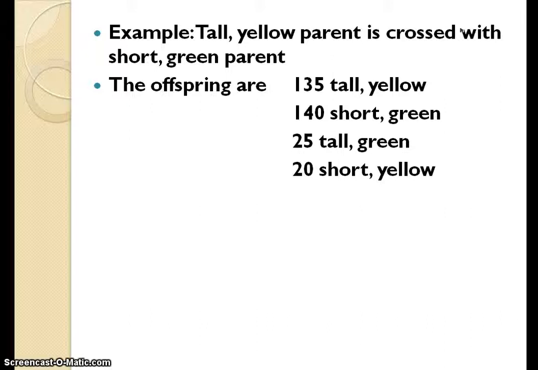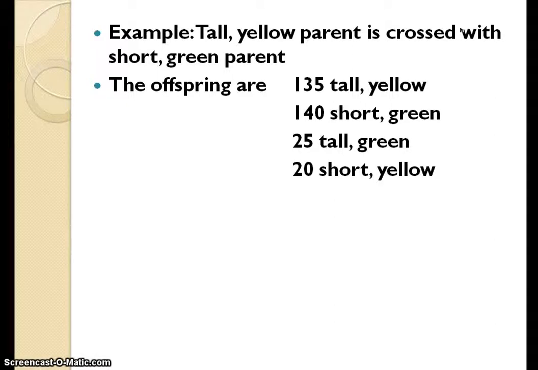We can also do a problem where they give us even more information. Here they're telling us that we have a tall yellow parent crossed with a short green parent, and they give us actual numbers of offspring. So 135 are tall and yellow, just like one of the parents. 140 are short and green, just like the other parent. However, we do have a very small number of recombinants, or non-parentals. 25 are tall and green, and 20 are short and yellow.